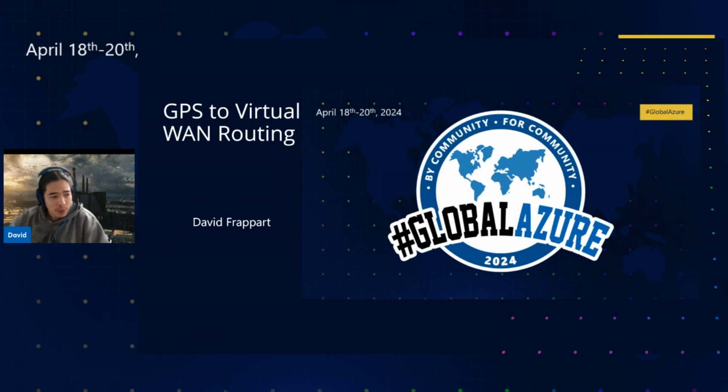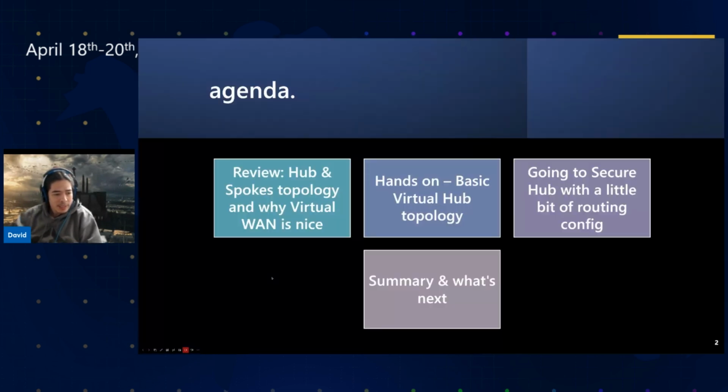And as you said, I will talk about network today, and specifically about virtual WAN, and what we can do with virtual WAN in terms of hub and spoke, and what it brings to the table regarding the routing. Because if you work with hub and spoke, you know that sometimes it's a little pain to manage the routing. So what we'll do, first, a little review of the hub and spoke topology, and why virtual WAN is nice, to say the least.